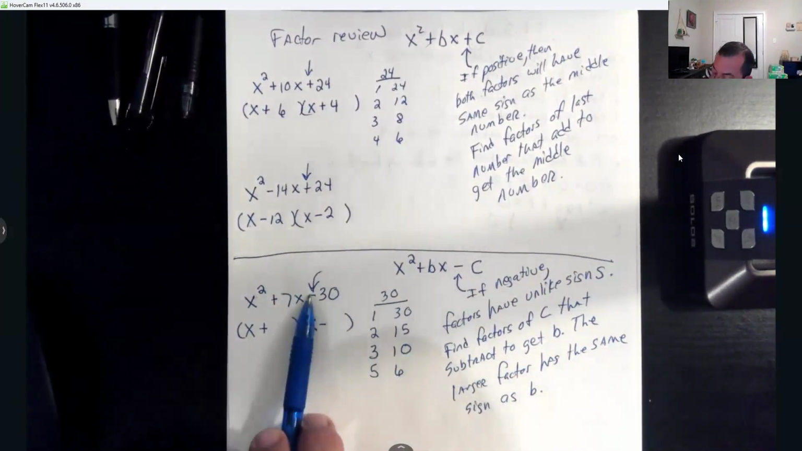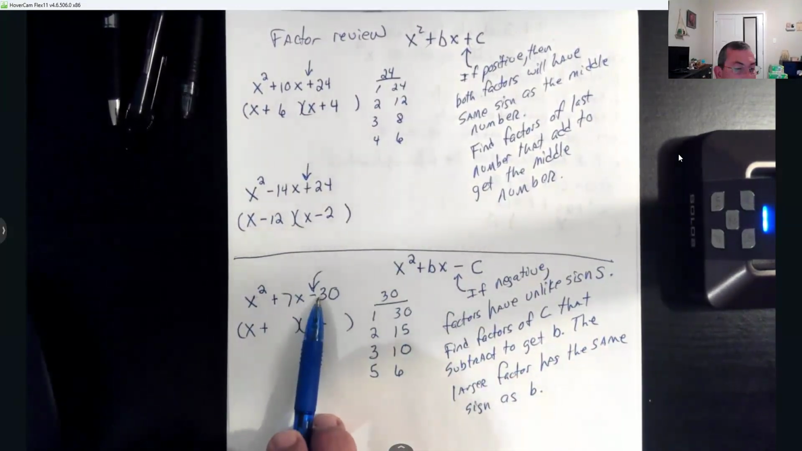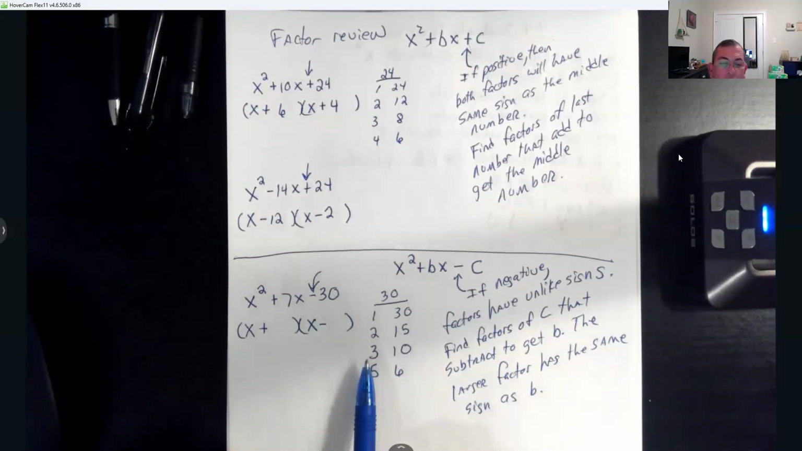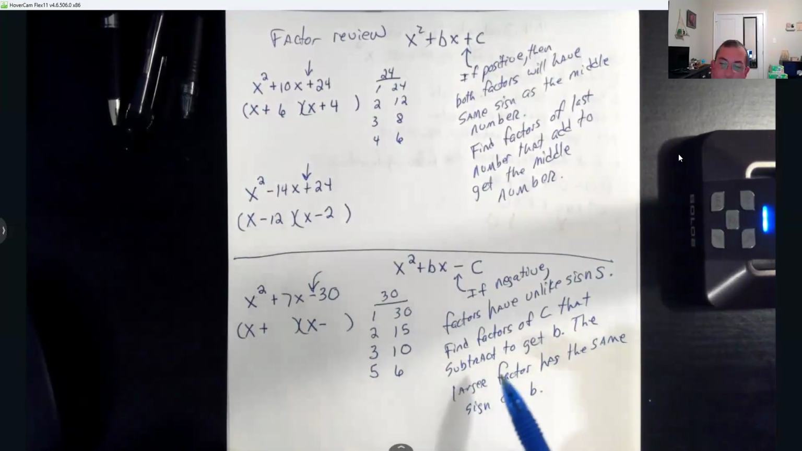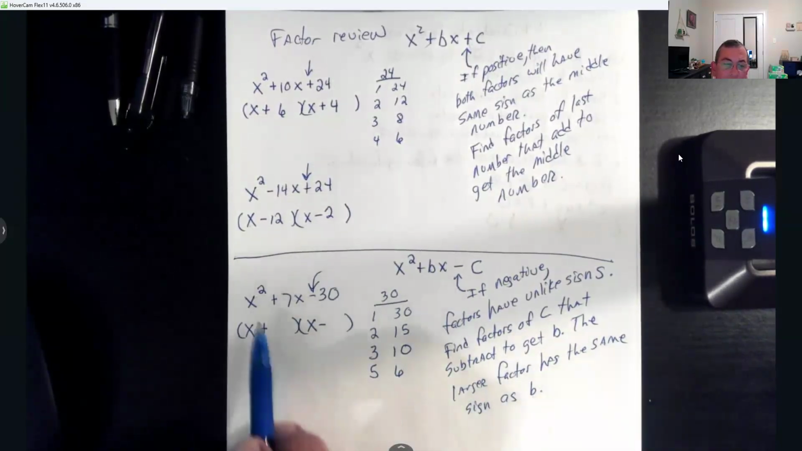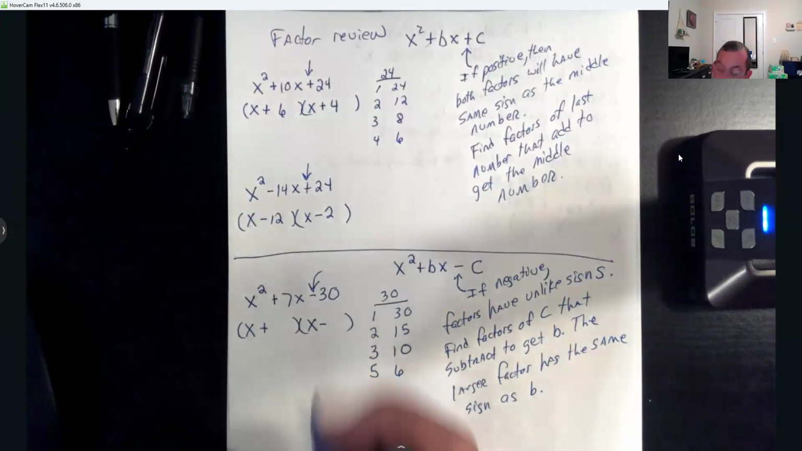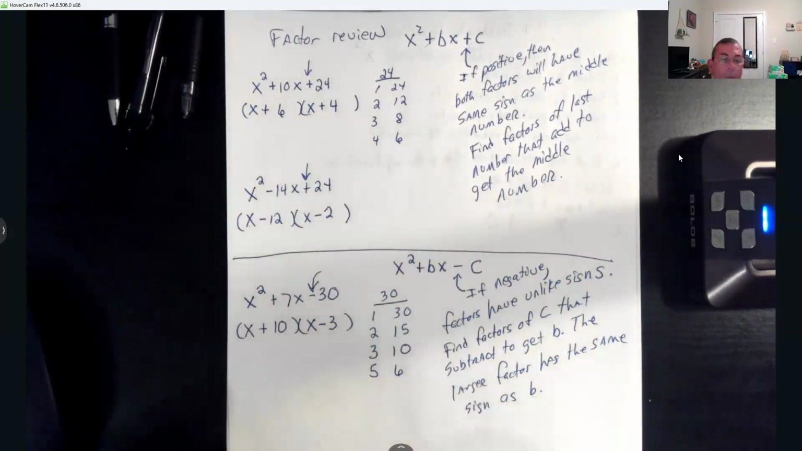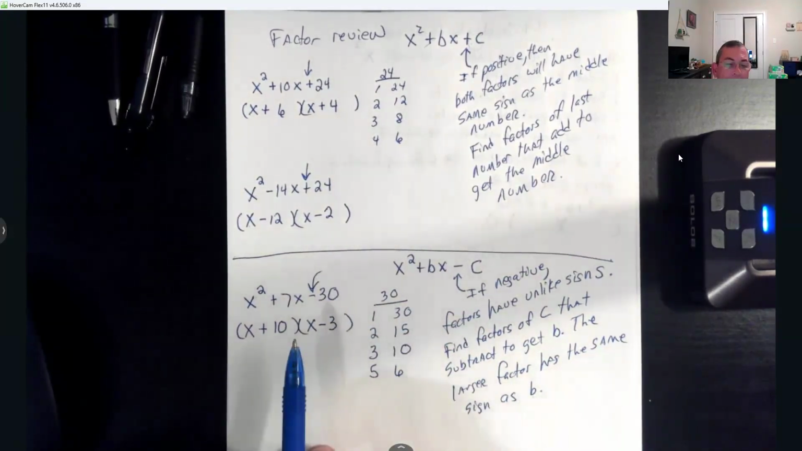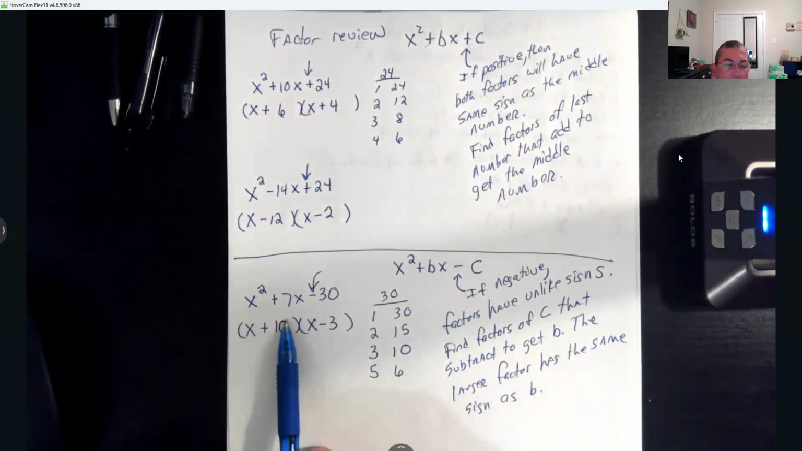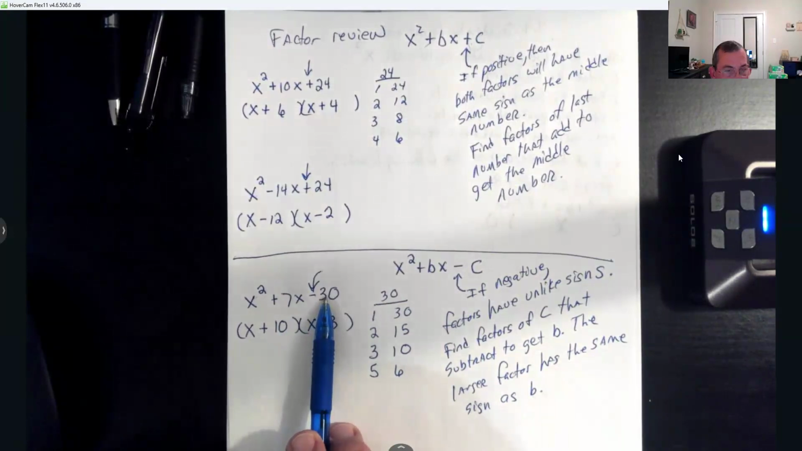Two of these numbers will subtract and give me a 7 since that's minus. What you got, Nat? 10 and 3, perfect. 10 and 3 equals 7 when you subtract. But then remember we said what else? The larger factor has the same sign as B. So since B is positive, 10 will be your positive factor and 3 will be your negative factor. Y'all look at this. 10 minus 3 equals 7. 10 times negative 3 equals negative 30.